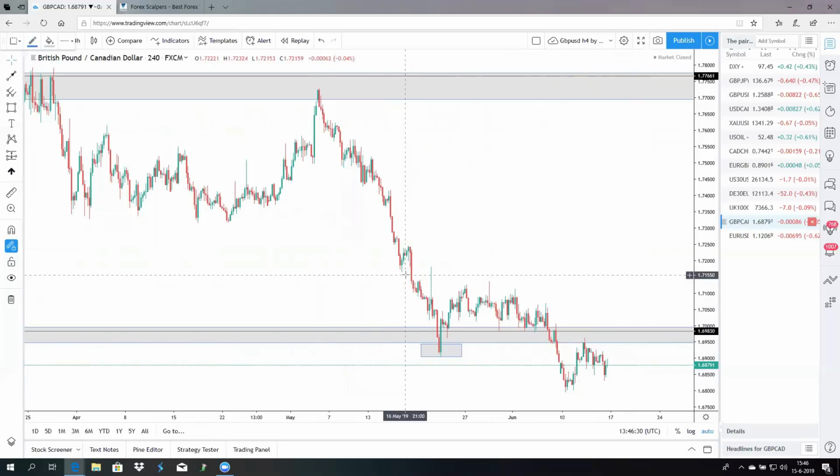So be aware of pullbacks, very important, within your trading plan to trade with confirmations.